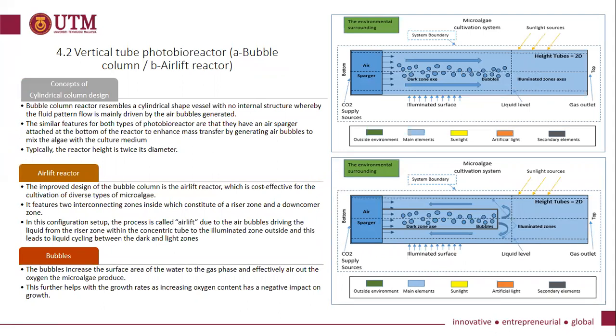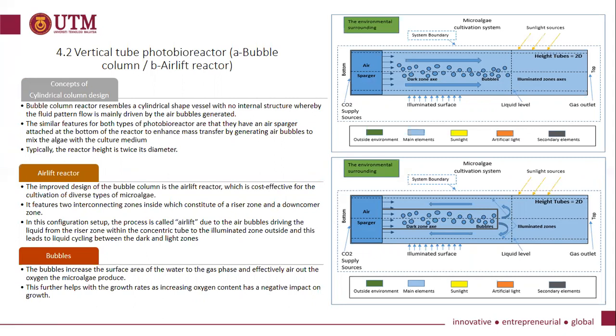The second one we have is the vertical tube photobioreactors. For the vertical tube photobioreactors, we have two types. The first type is the bubble column, and the second one is the airlift reactor. The bubble column reactor resembles a cylindrical vessel with no internal structure. The fluid flow pattern is mainly driven by the air bubbles generated. The similar feature for both types of photobioreactor is that they have an air sparger. Typically, the reactor height is twice its diameter.